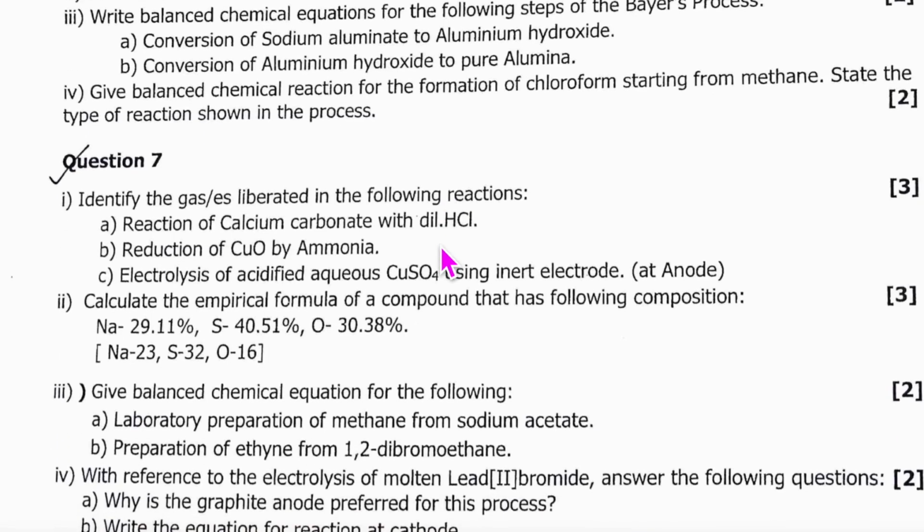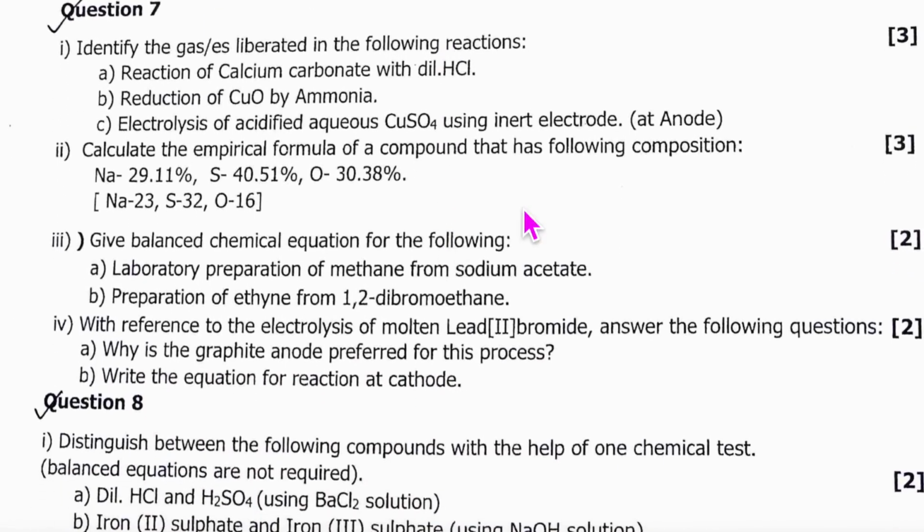Then we come to question number 7. Identify the gas liberated. Reaction of calcium carbonate with dilute HCl. Any dilute acid with carbonate will give you CO2. But don't write CO2, please write carbon dioxide, otherwise you will get a 0. I'm just doing this fast.